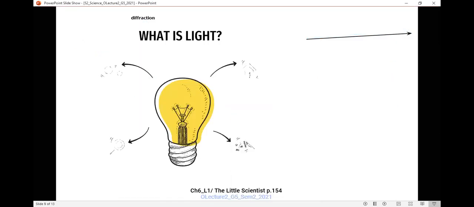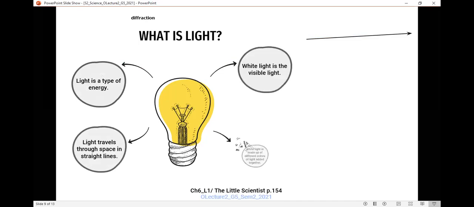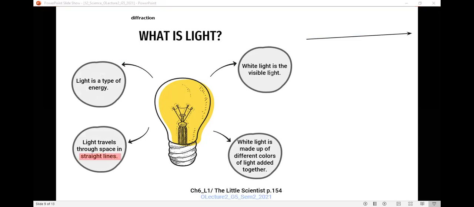What do we know now about light? Light is a kind of energy. It is made of electromagnetic waves. These waves travel in space in straight lines that we call rays. The sun sends two types of light: visible light, which is white light, and invisible light.